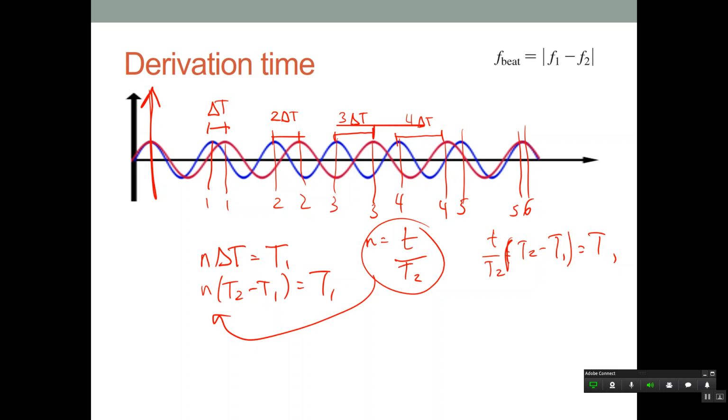I want to isolate t, so let's go ahead and do that, small t. So if I wanted to isolate small t, I'm going to get t is equal to t1 times t2 divided by t2 minus t1. And we're going to remember now that t, the little t that we defined here, is the amount of time it took for it to reach synchrony again. Okay? That's the amount of regular time it took to reach synchrony. All right. Now, that would be the period of my beat frequency, right? Because it's how much time it took for my beat to beat the same thing twice.